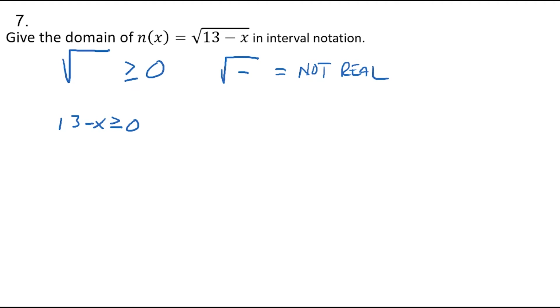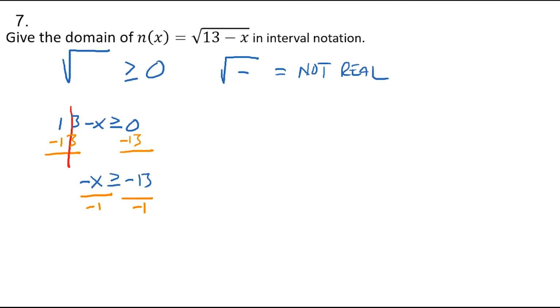So the first thing we'll do is subtract 13 from both sides. This cancels out. So the result is negative x is greater than or equal to negative 13. And then we need to divide. We'll divide both sides by negative 1.